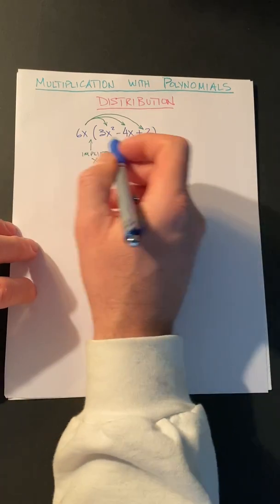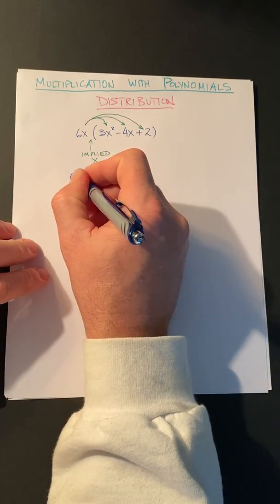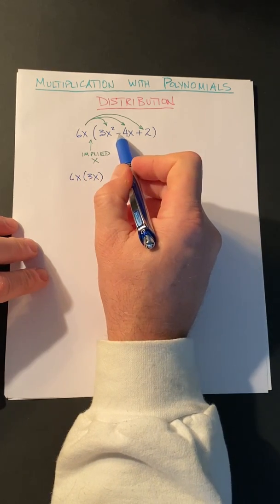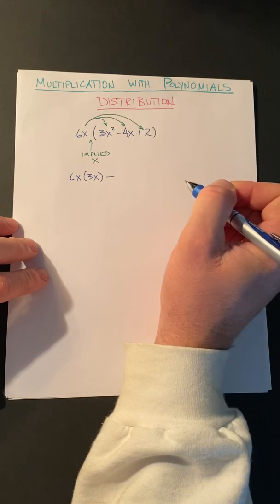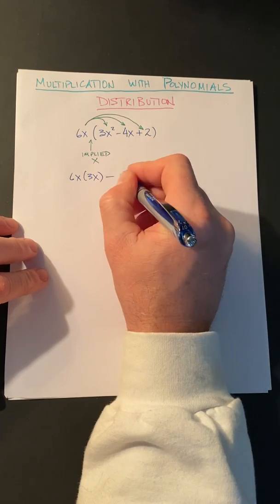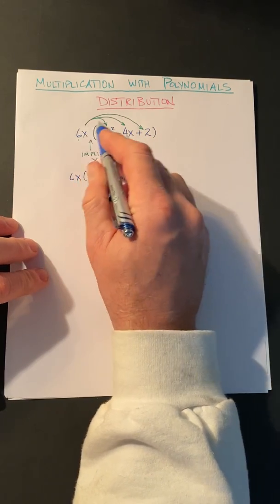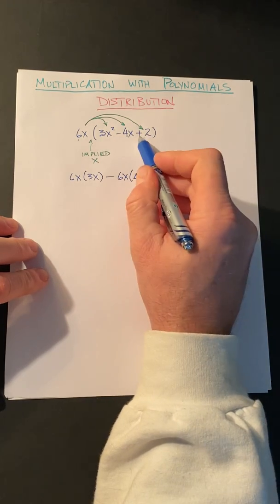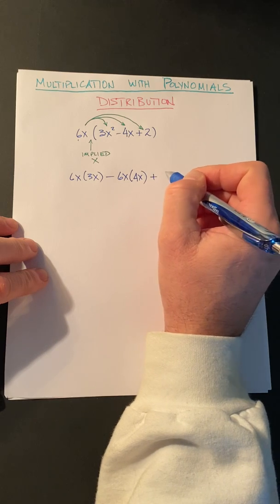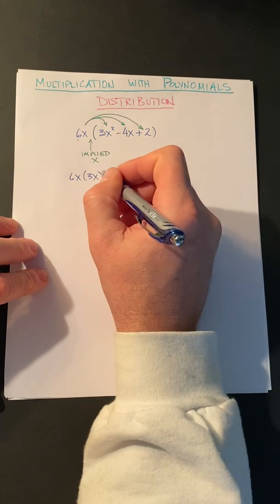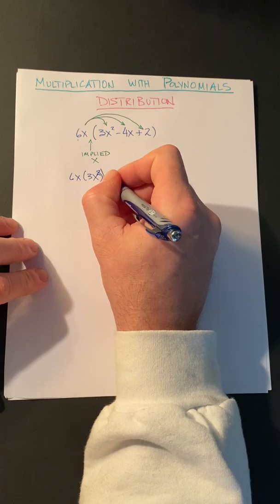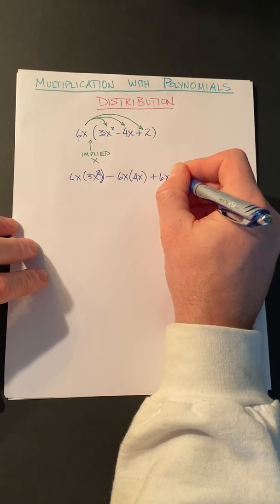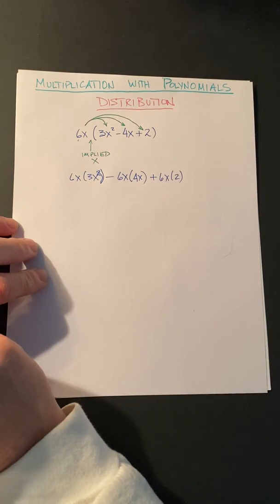So really what I have here is 6x times 3x. This operation stays out in front, so minus 6x again, because I'm distributing it, times 4x. Here's my operation, plus, and this should have been 3x squared. Sorry about that. And then plus 6x times 2, okay?